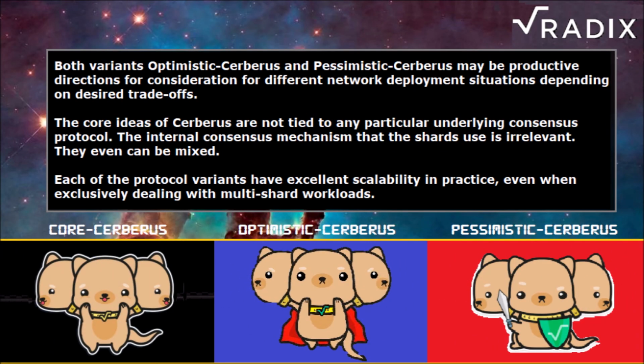Both variants, Optimistic Cerberus and Pessimistic Cerberus, may be productive directions for consideration for different network deployment situations depending on desired trade-offs. The core ideas of Cerberus are not tied to any particular underlying consensus protocol. The internal consensus mechanism that the shards use is irrelevant. They can even be mixed. Each of the protocol variants has excellent scalability in practice, even when exclusively dealing with multi-shard workloads.